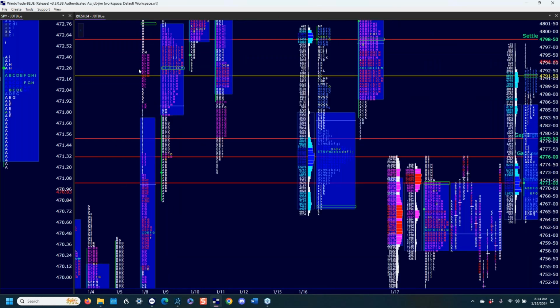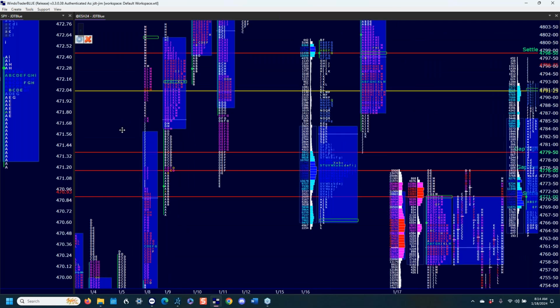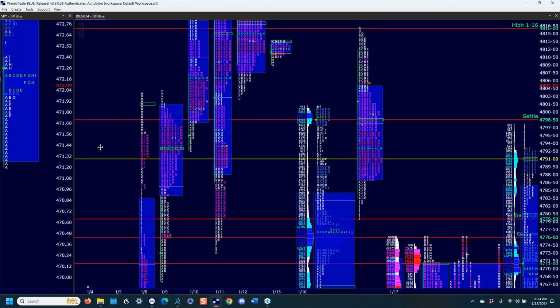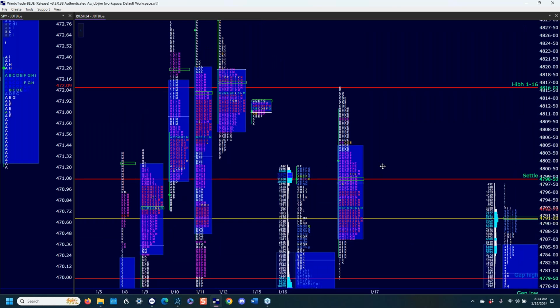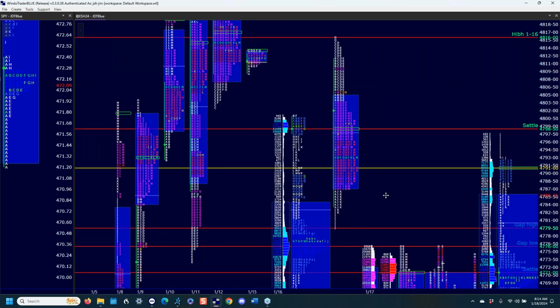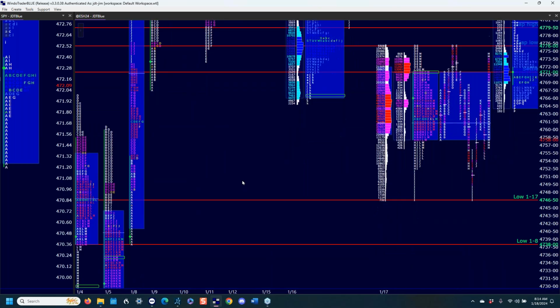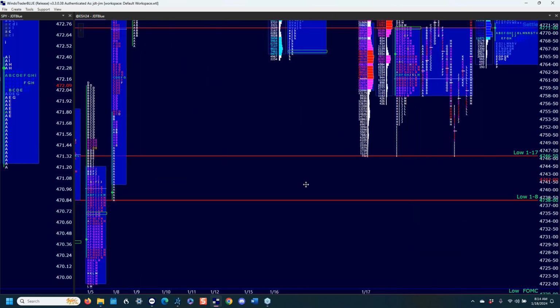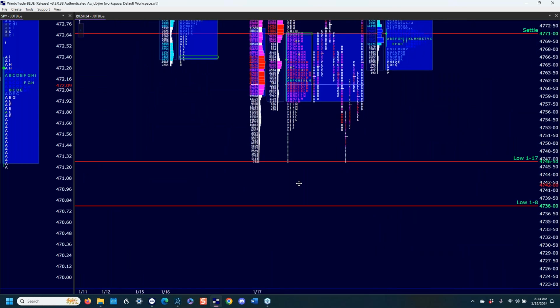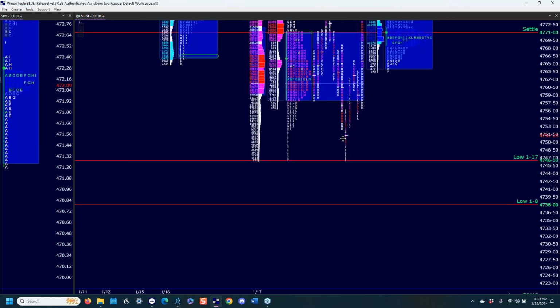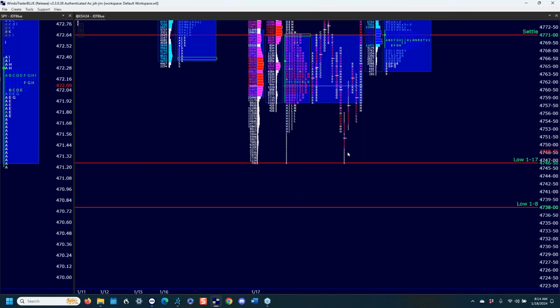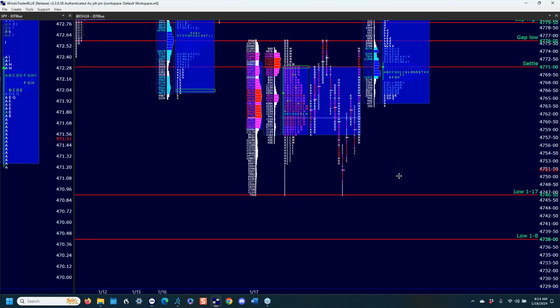Notice how thin this was, which is usually a sign of very emotional selling. And of course that continues, but there's been no follow through to that. Very emotional, short-term buying, but no follow through to that. And we were down there testing that low yesterday, but the tempo and the volume was very, very slow.